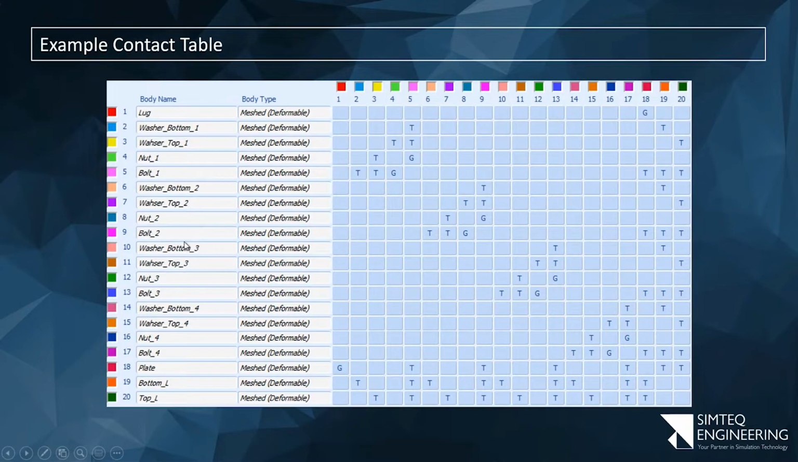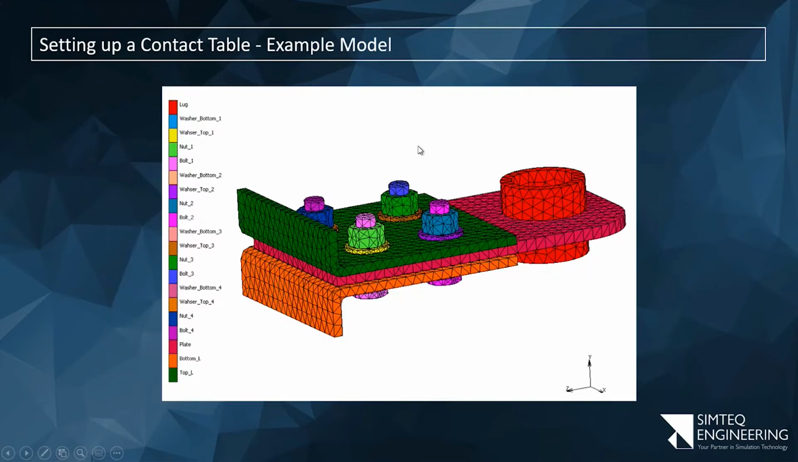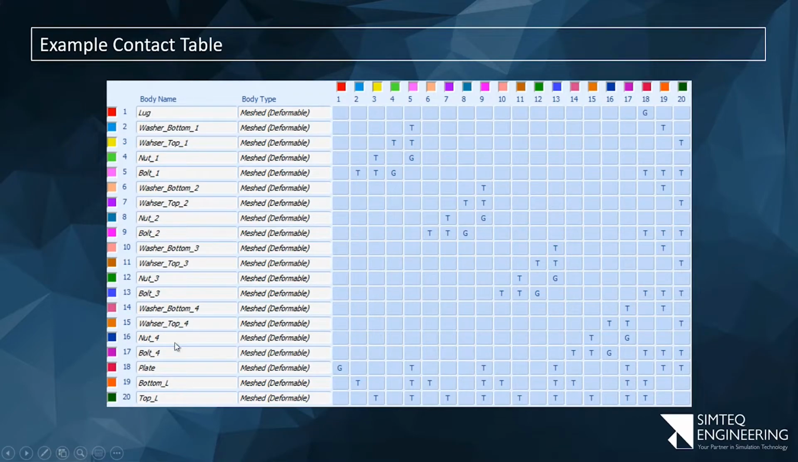Now we get to the contact table, and as you can see, it's pretty large. If you haven't ever seen a contact table, this section with nothing in it means there's no possible contact between those. The lug against the lug, because it's the first body against the first body, doesn't make sense, since a part shouldn't make contact with itself. But that one and that one should make contact. So let's see if that's the case. The lug against the plate, the plate is number 18, so 18 has a G in. G means glued, T means touching. Those are the important ones.